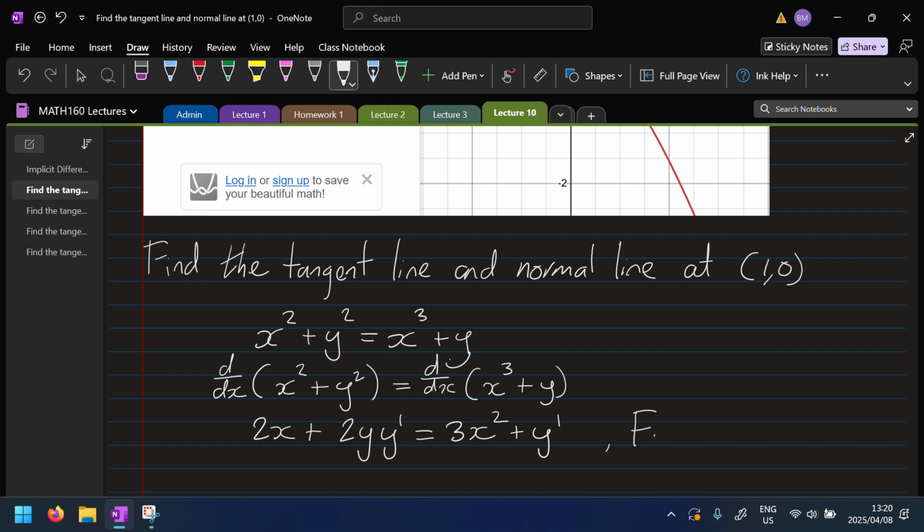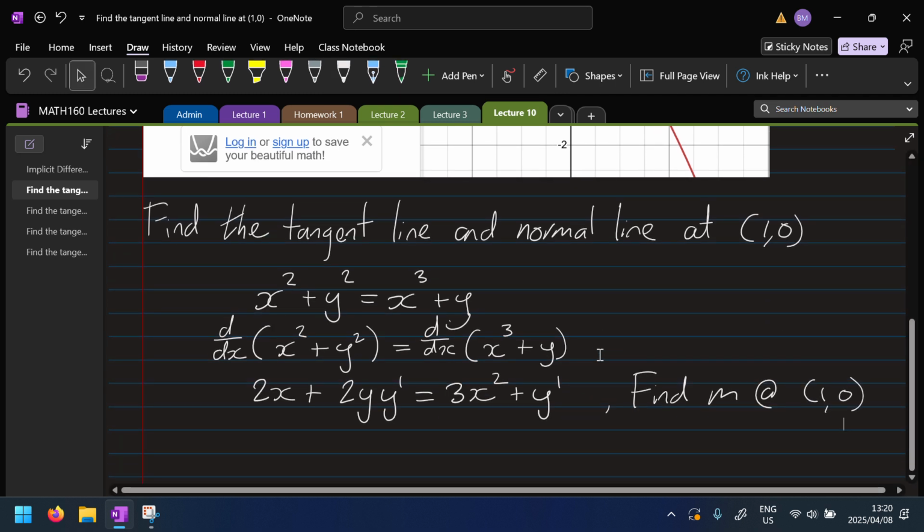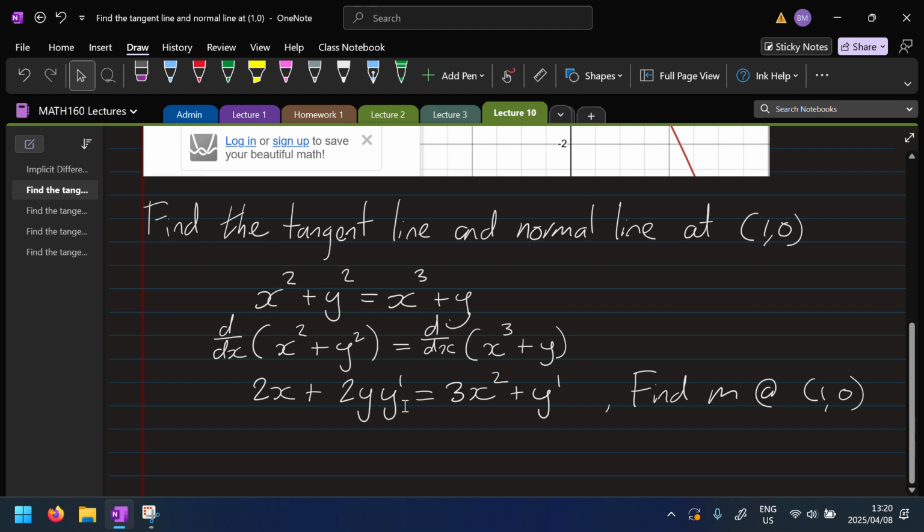Okay. Now, what we want is to find the gradient at 1, 0. So always keep that in mind. So we want to find m at 1, 0. So x is 1, y is 0. So we could actually substitute that now. So if x is 1, that will be 2 times 1. Y is 0, so that's 2 times 0. And y prime, that will just be our gradient, m. Then it will be 3 times 1 squared. And again, our gradient is m.